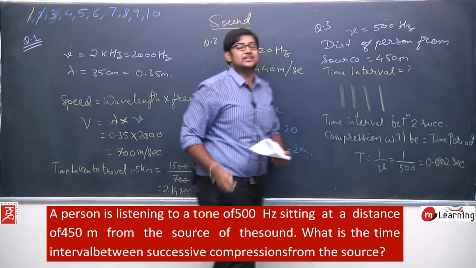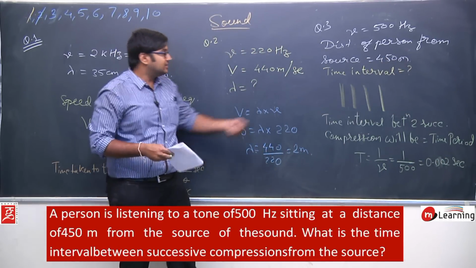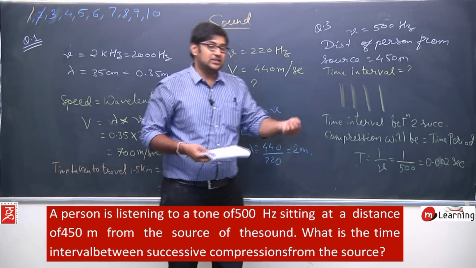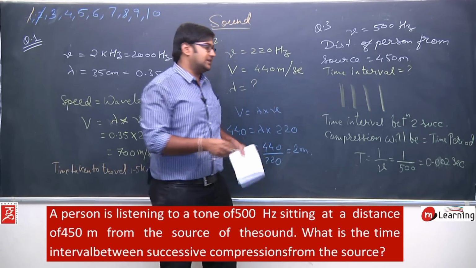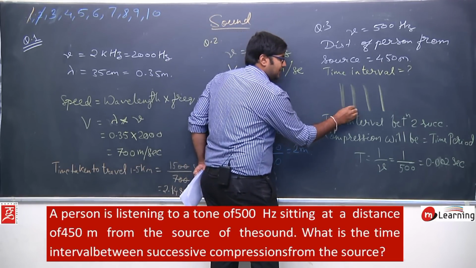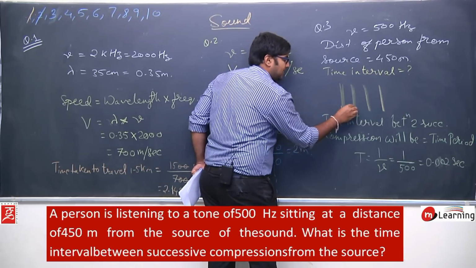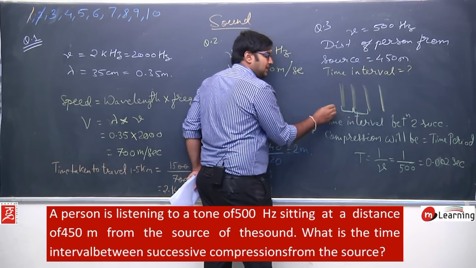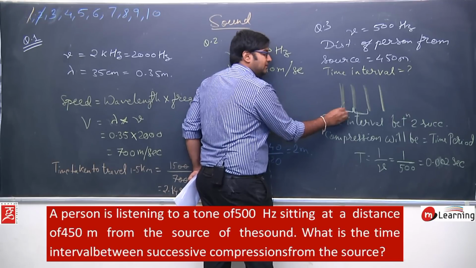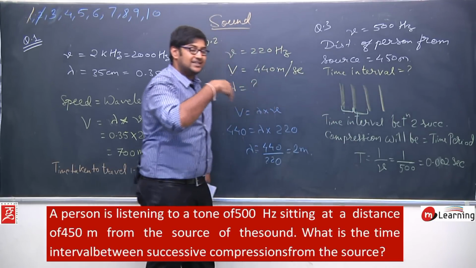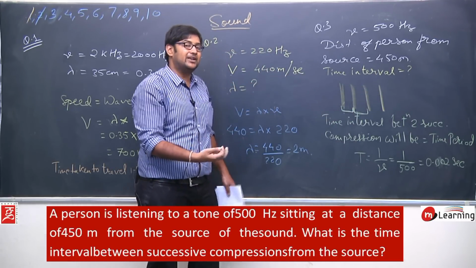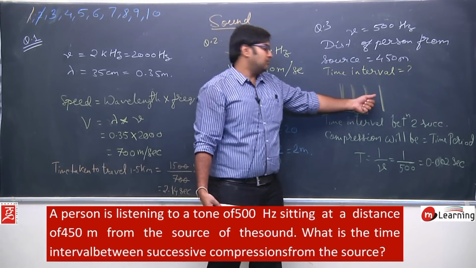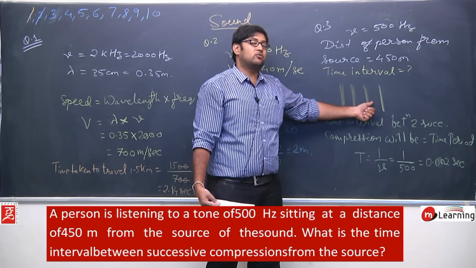1 by 500, that is 0.002 seconds. This would be the time period between the two successive compressions, or you can say the two successive rarefactions. It's simple, because one rarefaction and one compression combine to form a time period, and this would be for another time period. So if there is a compression at this point, then after the interval of the time period, we will see another compression, and after again one more time period, we will see one more compression.